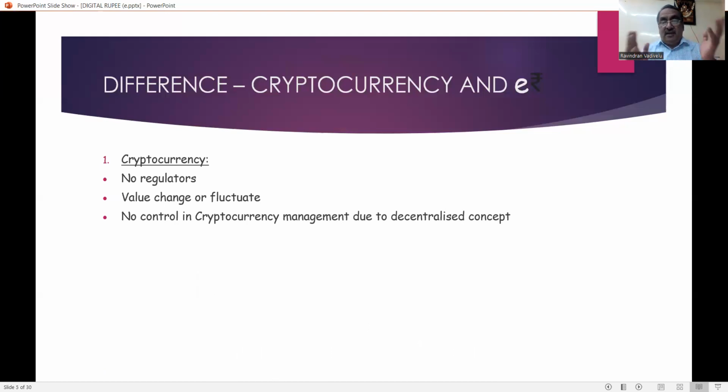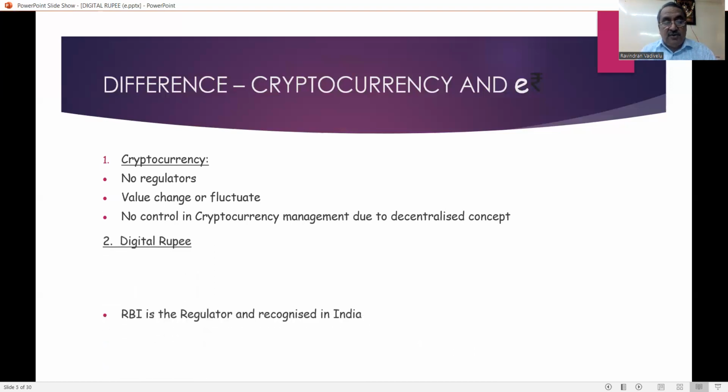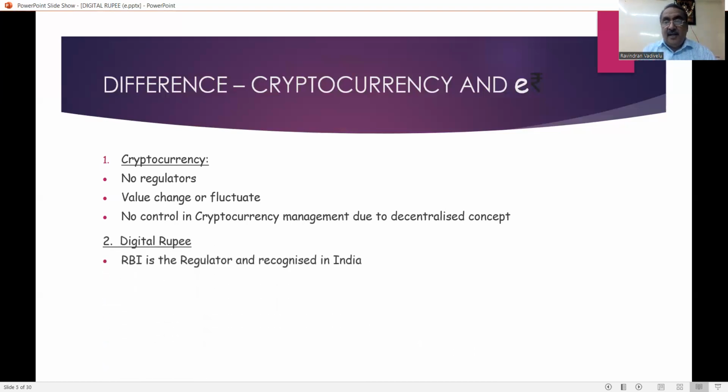A lot of people are there, a lot of cryptocurrencies are there. Everybody is controlling according to their whims and fancies. This is the basic concept of cryptocurrency. For the digital rupee, RBI is the regulator, and it is being recognized in India. So in India, only the digital rupee is recognized and not cryptocurrency, as of now.